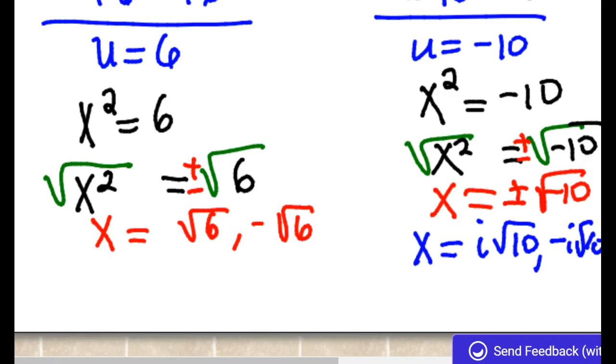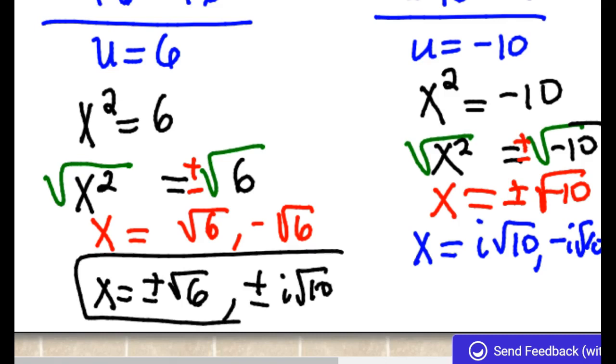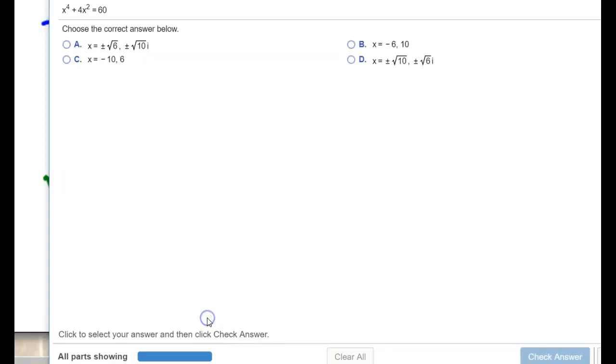So our 4 solutions are positive or negative square root of 6, and positive or negative i square root of 10. Those are our 4 different solutions to this reducible quadratic. And so let's go back to the original question and see which answer choice it was.